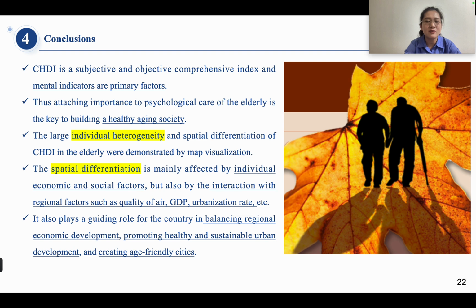The spatial differentiation is mainly affected by individual economic and social factors, but also by the interaction with regional factors such as quality of air, GDP, urbanization rate, and so on. So it also plays a guiding role for the country in balancing regional economic development, promoting health and sustainable urban development, and creating age-friendly cities.